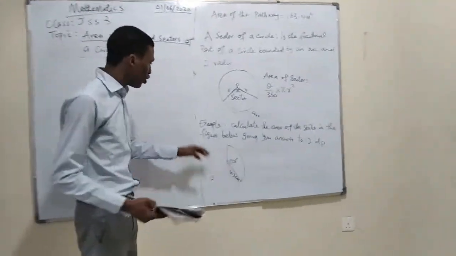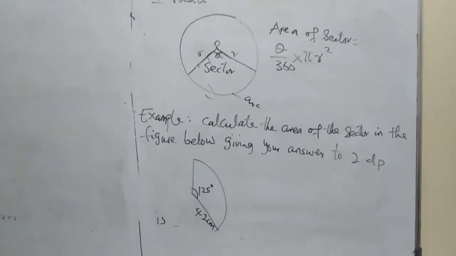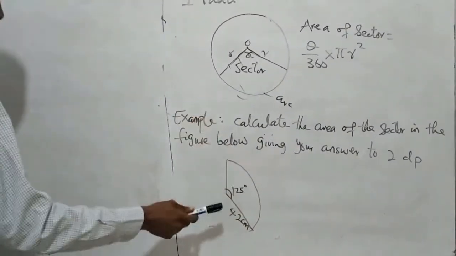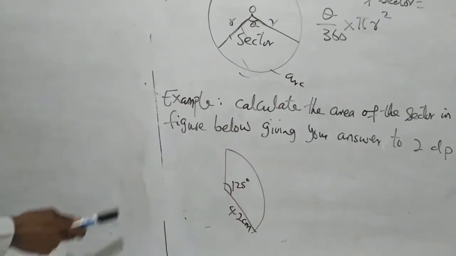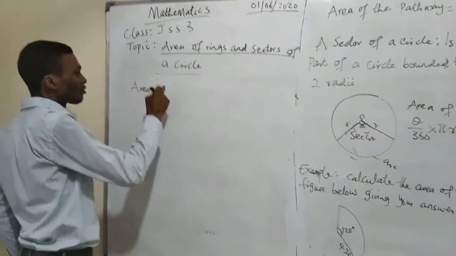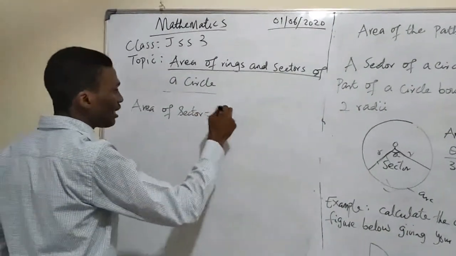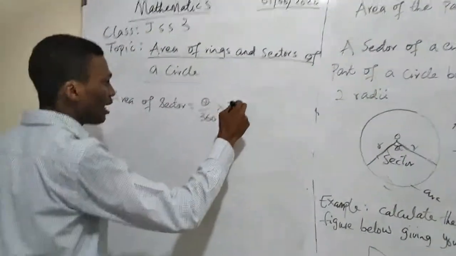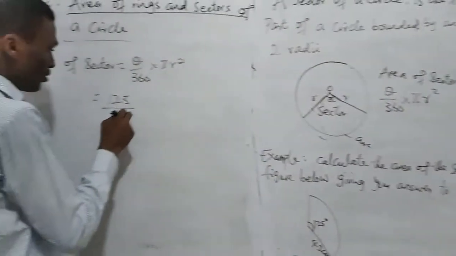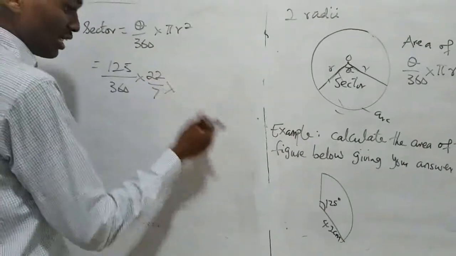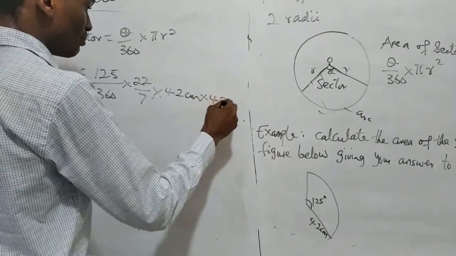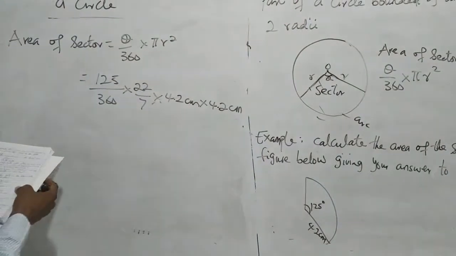Calculate the area of the sector in the figure below, giving your answer to 2 decimal places. We have from the board a sector of a circle, as we said, bounded by an arc and 2 radii. So this is a sector with the angle subtended at the center to be 125 degrees and the radius 4.2 cm. We know that the area of a sector, the formula is given as theta all over 360 times pi r squared, where our theta is 125, our pi is 22 over 7, and our radius is 4.2 cm. Since we have r squared, it means r times r, so 4.2 cm times 4.2 cm.